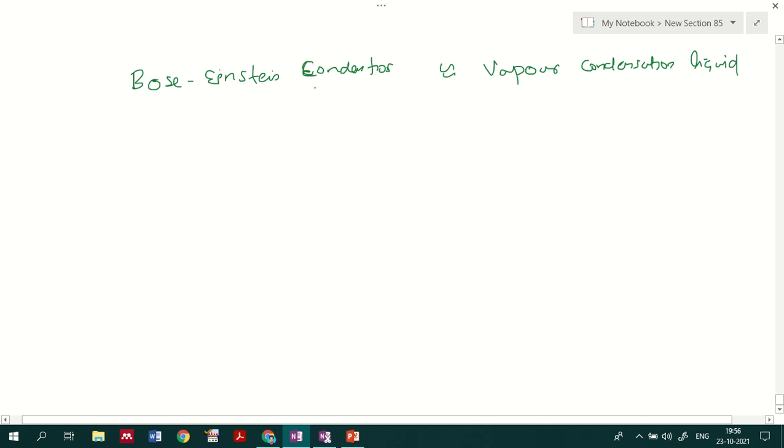Okay. So now we also have a similar analogy that you can find for Bose-Einstein condensation. You can find a similar analogy in the case of vapor condensation into liquids. Okay, so you will be familiar with the phenomenon. You can find that it's the same kind of condensation compared to Bose-Einstein condensation.